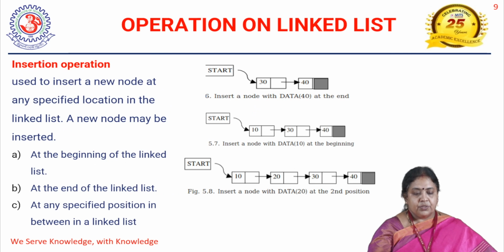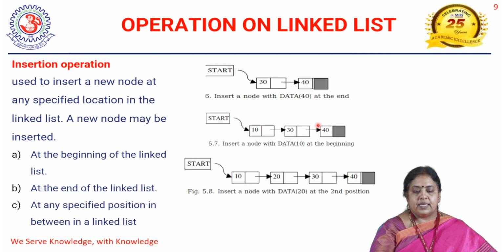Next, coming to the next operation, we call it the insertion operation. By the name itself, insertion means inserting a new node, so the node can be inserted at a specified location. That means we can add at the beginning of the linked list, or at the end of the linked list, or insert a data element in between, at the specified location.